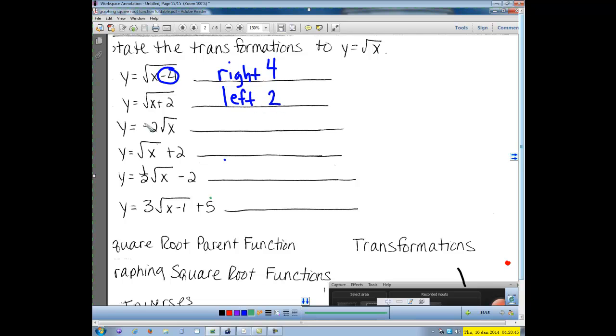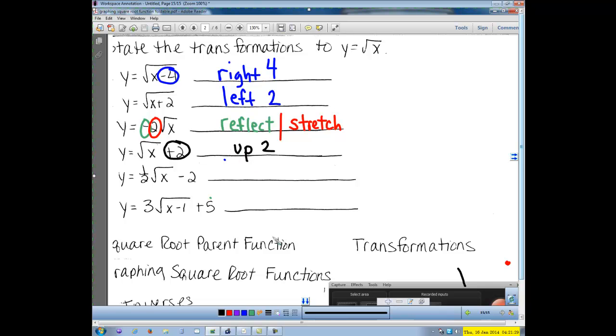In example 3, I have a negative, which tells me we reflect. There is a 2 in front, so we have a stretch. In example 4, I have a plus 2, and that plus 2 tells us I am moving up 2.